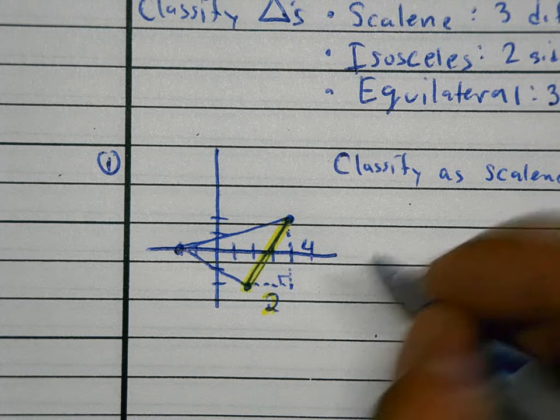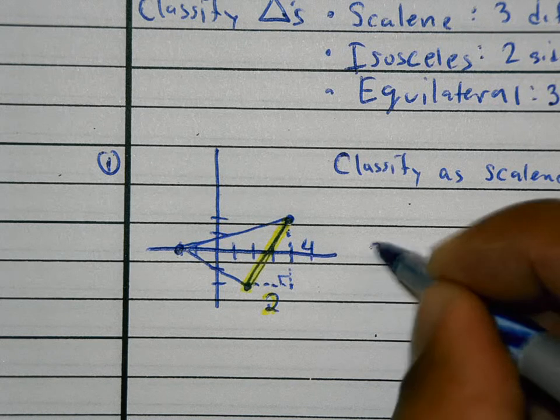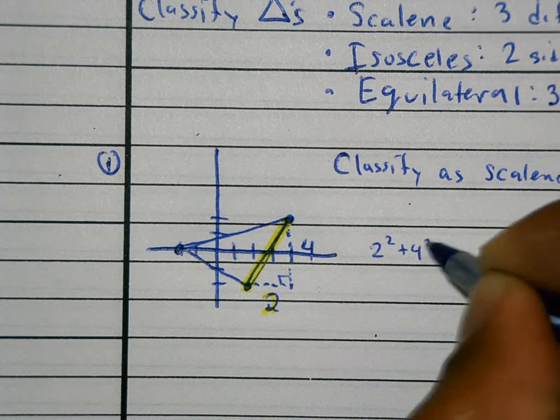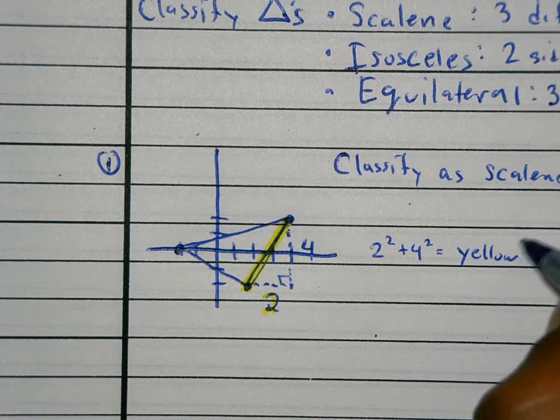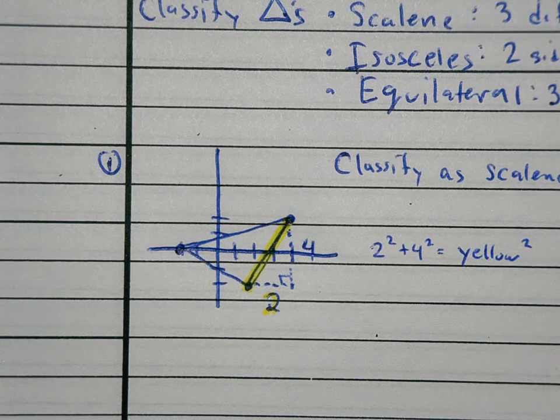And so this is what I think about that yellow side. 2 squared plus 4 squared should equal this yellow side squared. Do you agree with me on that? Yes? Okay, don't work it out. Leave it like that. That's as much work as you need to do for that yellow side.